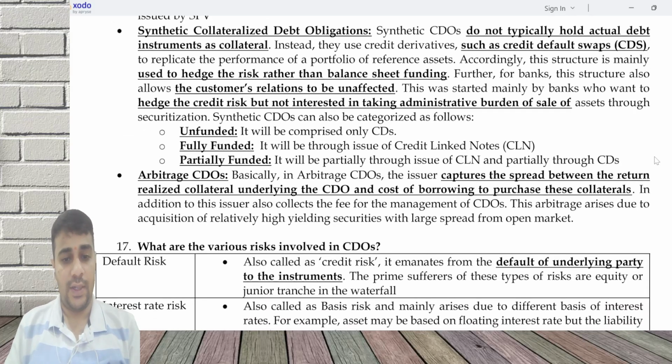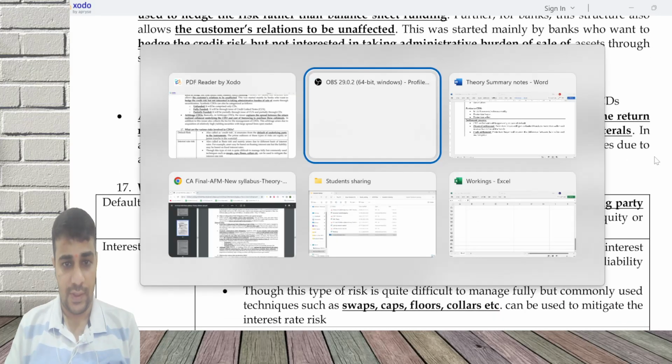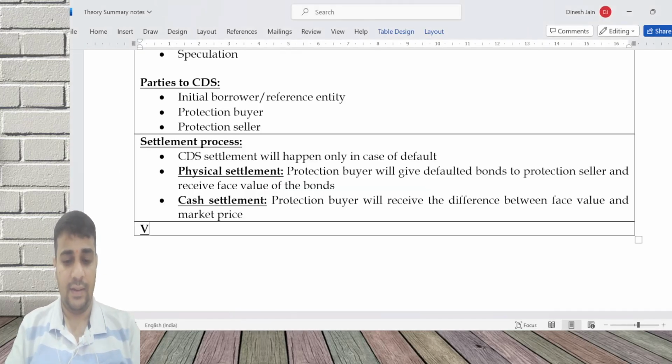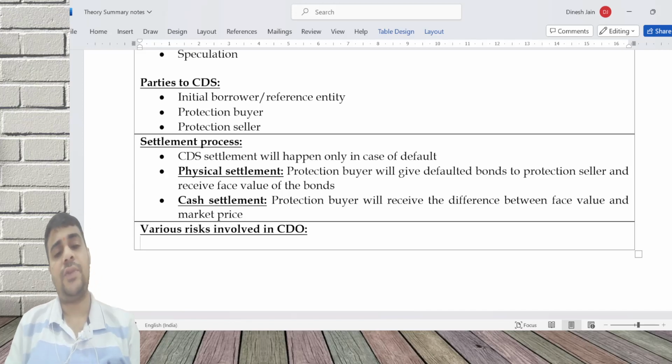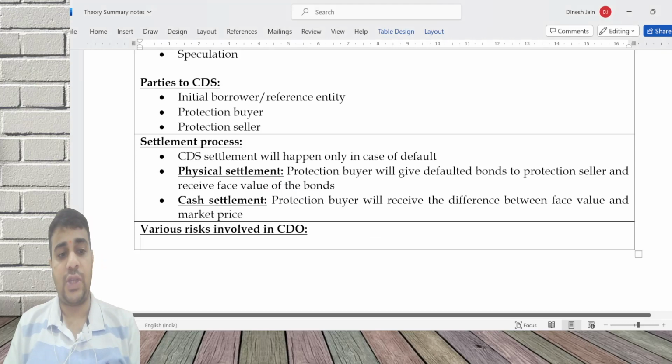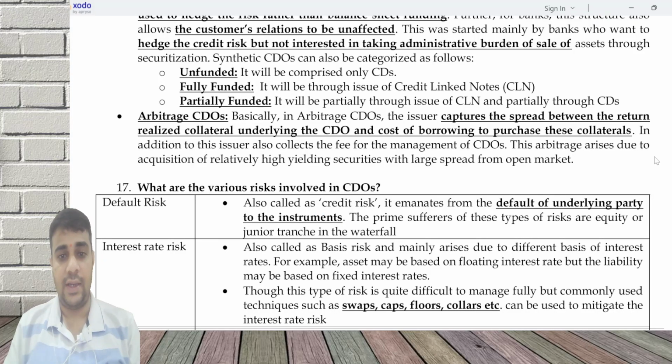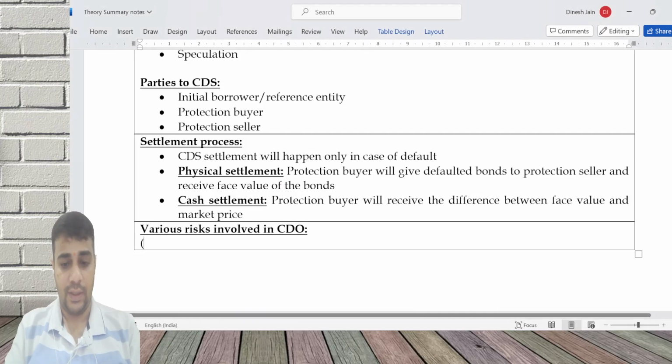Various risks involved in CDOs. Okay, we can discuss this. I think let's write directly. Various risks involved in CDO. Most of these risks are related to the interest rate swap chapter. There we saw those risks, which apply to anything related to a debt instrument. So first is default risk.